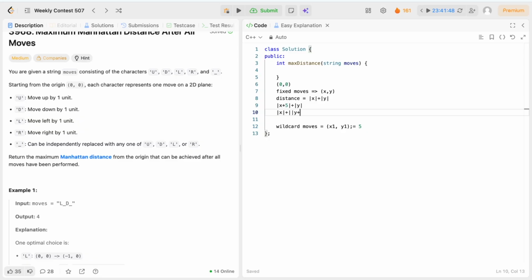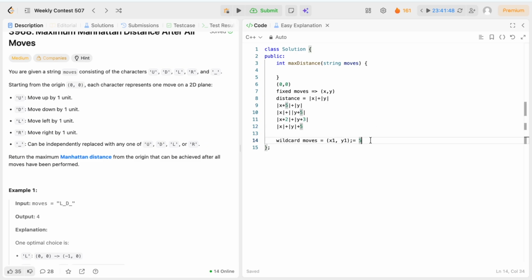Or you can also write it like this. It is increased by 2, it is increased by 3. So you see all are the same, all are going to give the same value. I am going to solve it with some examples also. So can I write it like this now? I can directly add the 5 wildcard moves to the distance which we get from fixed moves.